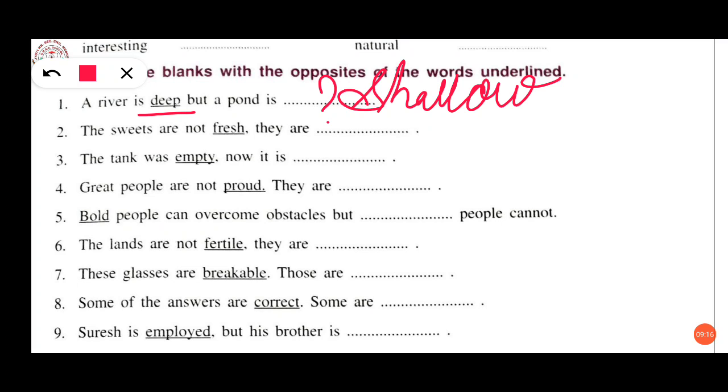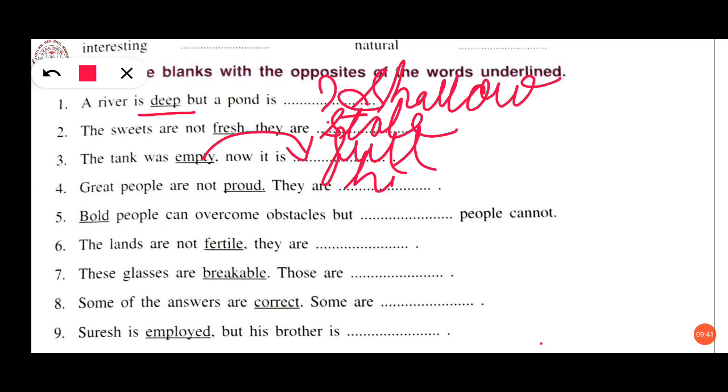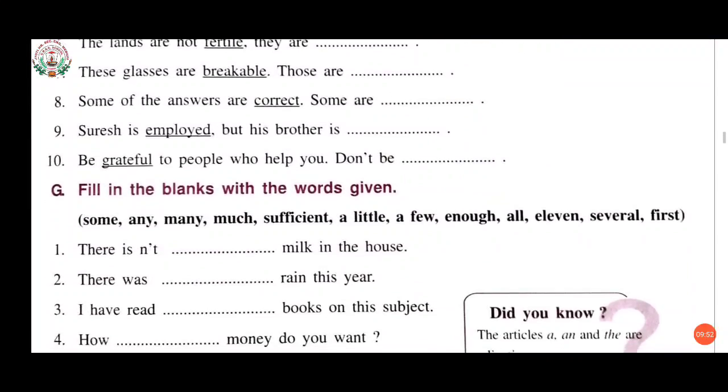Second one, the sweets are not fresh, they are stale. The opposite of fresh is stale. Third one, the tank was empty. The opposite of empty is full. Likewise, the fourth one, great people are not proud, they are humble. Likewise, try to do the next on your own.